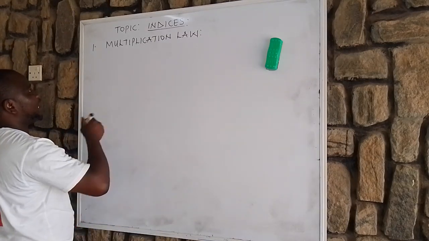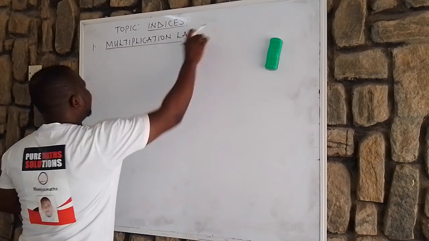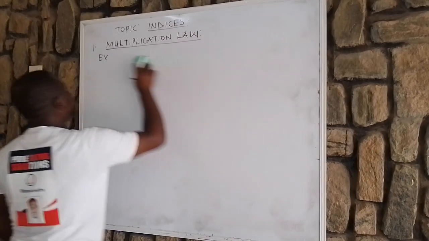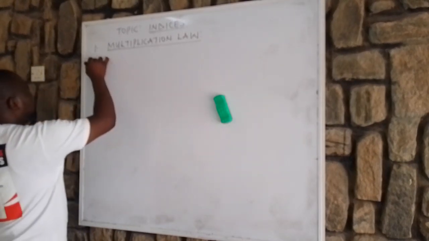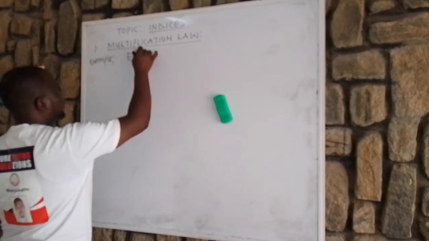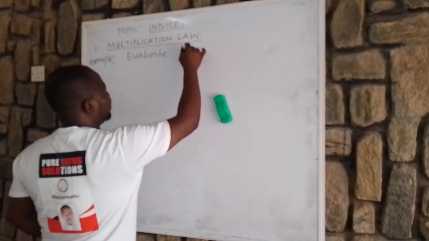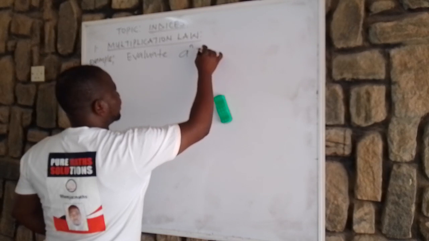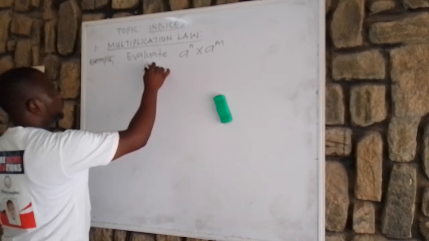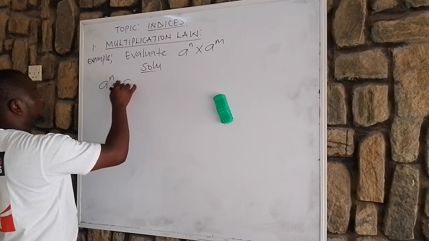Let us have a simple example. Let's look at a simple example. If we have to evaluate or simplify, whichever one, a raised to the power of n times a raised to the power of n. What we need to do, we are to write the solution. Then we write the question back: a raised to the power of n times a raised to the power of n.